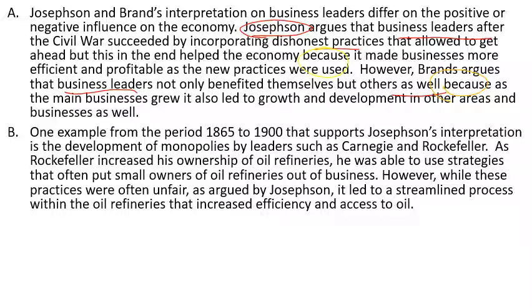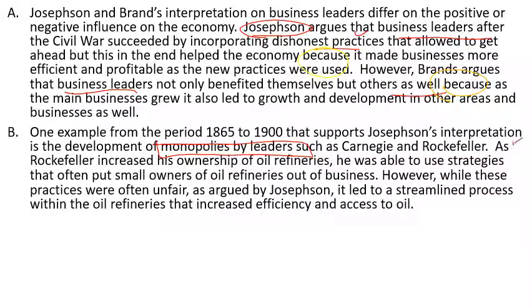Well, one example from the time period 1865 to 1900 that supports Josephson's interpretation is the development of monopolies by leaders such as Carnegie and Rockefeller. So here's those practices that he's talking about. They're specifically going to say, look, we're going to talk about monopolies of those leaders. So they're going to give some further connection with the argument that in the end it did help the economy because new practices were formed.